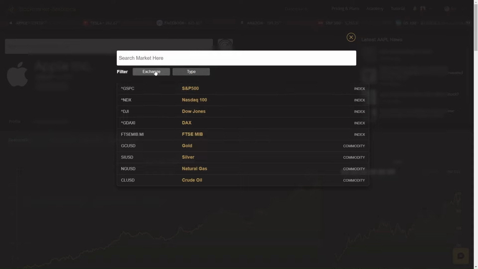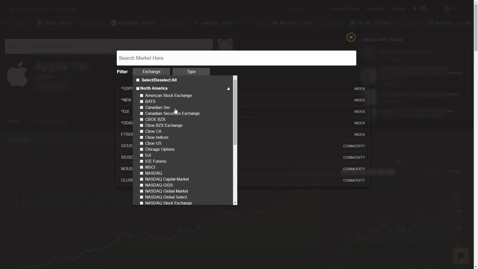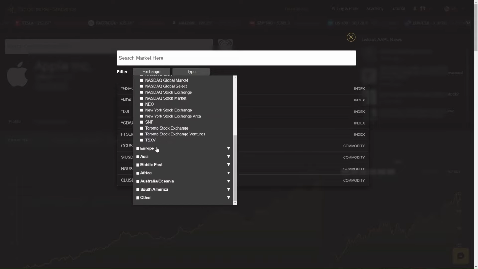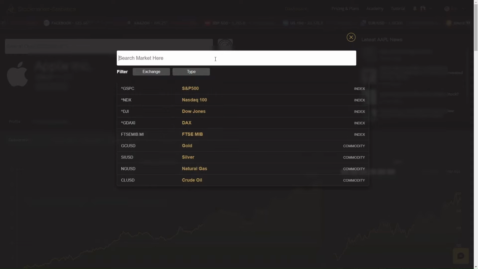We have a comprehensive database covering all global exchanges, and the search can be easily filtered by exchange, geographical region, or asset type. Search suggestions will provide you with real-time results.